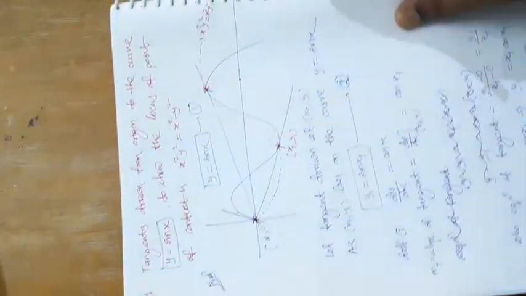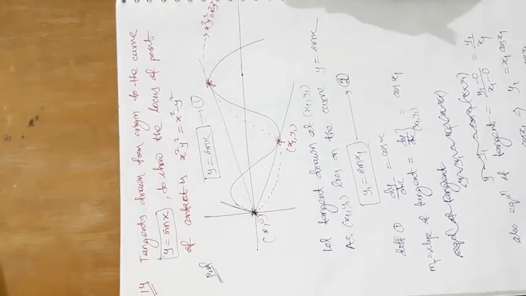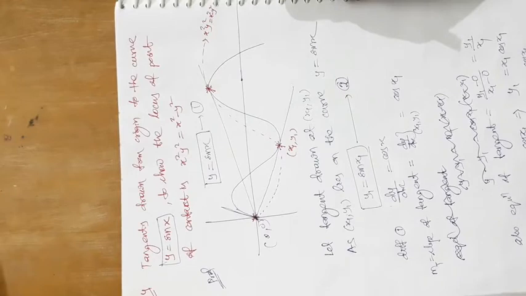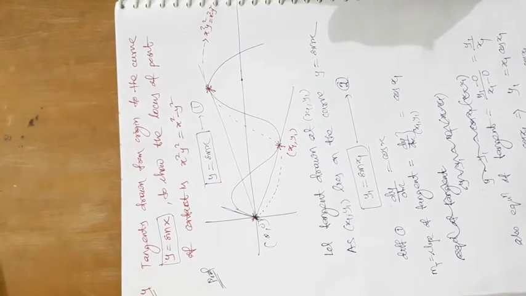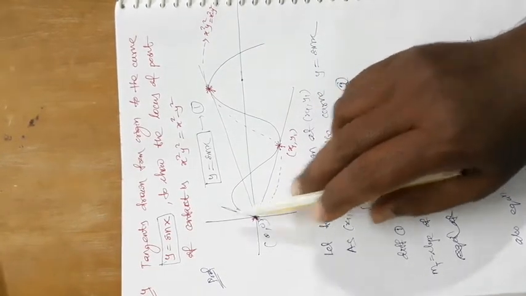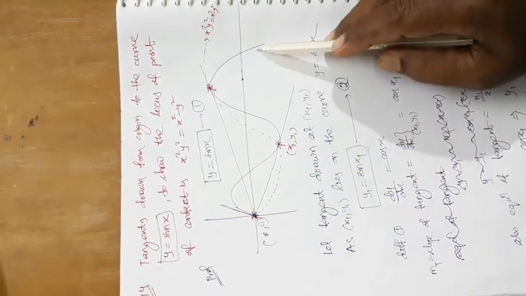Number 14. Now the question of number 14 is that tangents are drawn from the origin to the curve y is equal to sin x, and the locus of the points of contact is x square y square is equal to x square minus y square. As you know, what is the question? I am telling it again. Suppose this is the curve, and you know the curve y is equal to sin x. This is the curve y is equal to sin x.